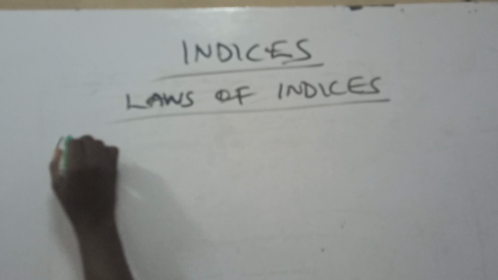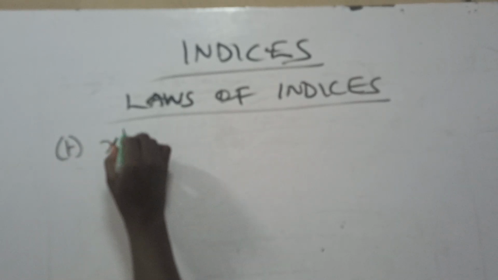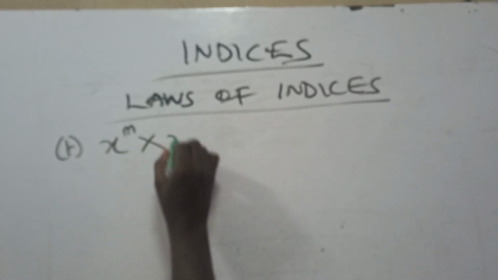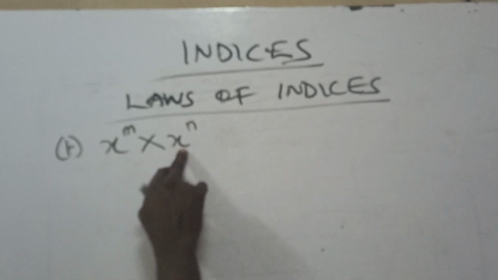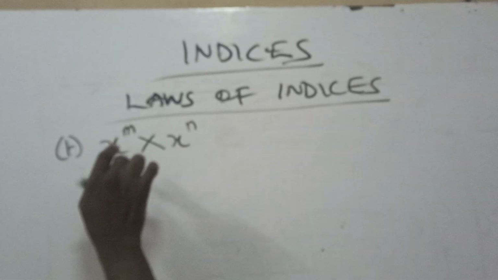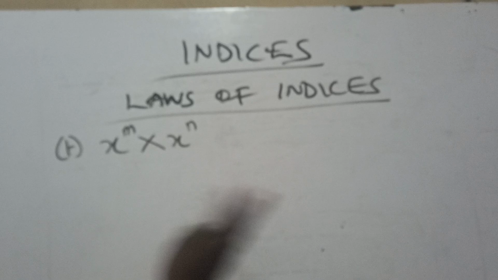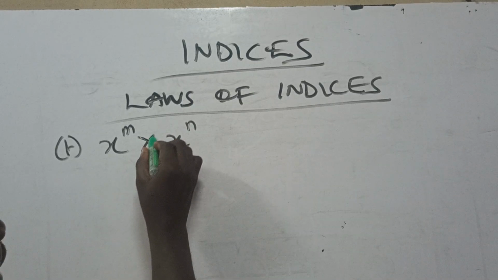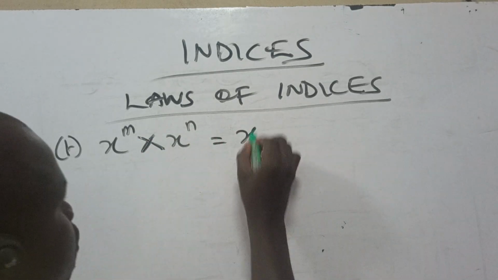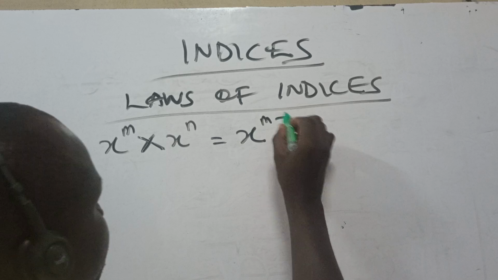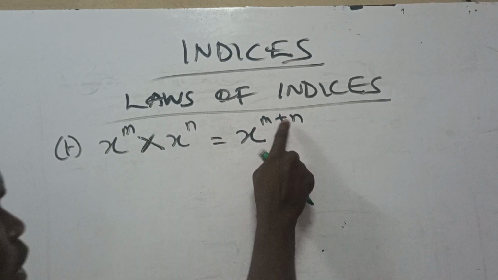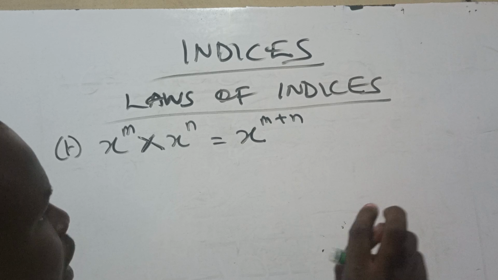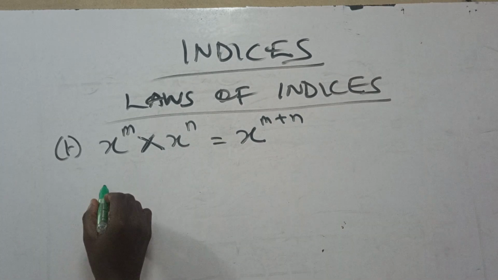The first law says that if you have x raised to power m times x raised to power n, look at it very well. The base must be equal, x and x. Then the power can be the same or differ. And if the operating sign here is multiplication, the law says that you are going to have x raised to power m plus n. That is, you add the powers together. That is the first law.